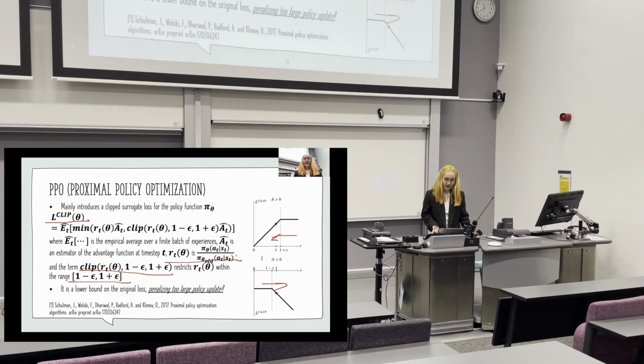To explain it in an intuitive way, this clipped surrogate loss is a lower bound on the original loss. The purpose is to try to penalize too large policy update.